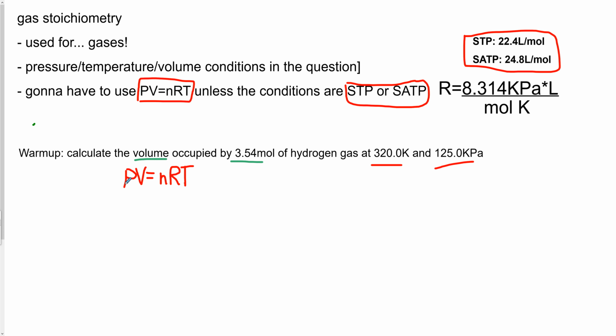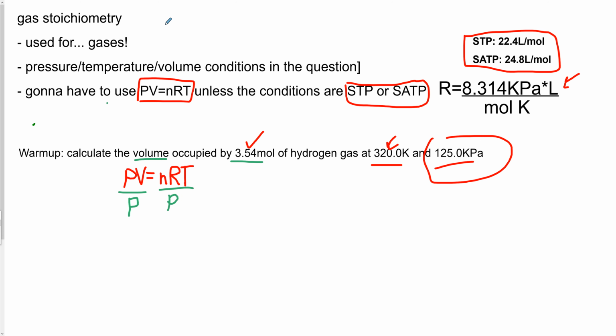Remember, P is for pressure, which we have. V is for volume, which we're trying to solve. N is number of moles of gas, which we have. R is a special number called the gas constant. And T is the temperature in Kelvin, which we got. So we need to rearrange this formula in order to get volume all by itself. And it does not take rocket science to figure that out.